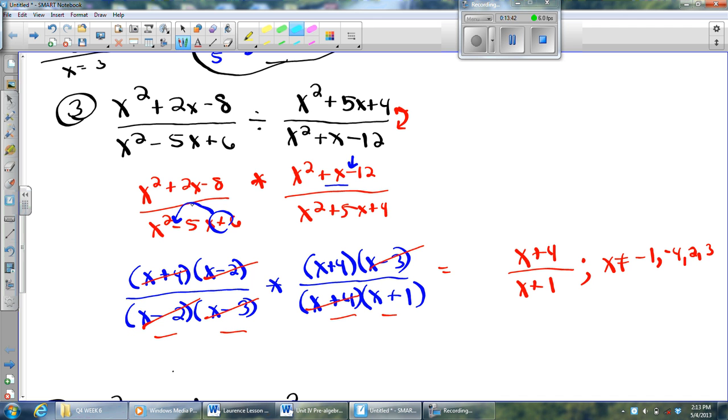So let me see here. Let me go back and see if I checked all my restrictions. Let's see. I checked this one. I got 2. Check this one. I got 3. Check this one and I got a negative 4. That one got me a negative 1, but now I need to check both of these. Unfortunately, that'll get me a 3 and that'll get me a negative 4, so I'm okay. If there was another number there, like say like x plus 6, I'd have another restriction.